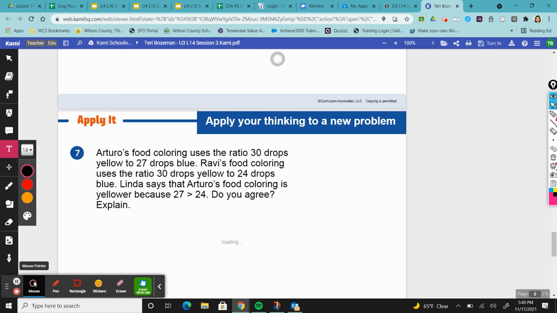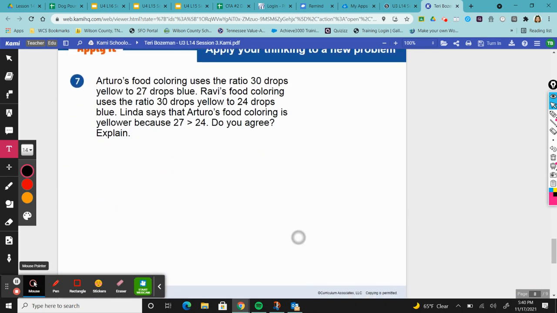Okay, that brings us to your last problem. I want you to do this one on your own, okay? Arturo's food coloring uses the ratio 30 drops yellow to 27 drops blue. Ravi's food coloring uses the ratio 30 drops yellow to 24 drops blue. Linda says that Arturo's food coloring is yellower because 27 is greater than 24. Do you agree? Explain.